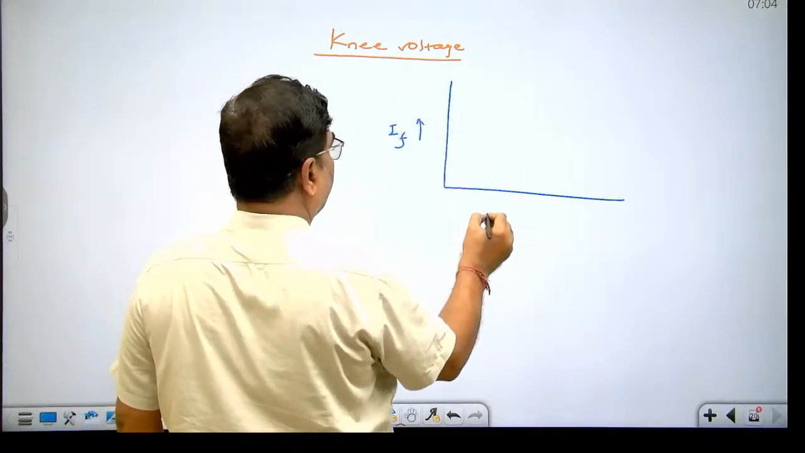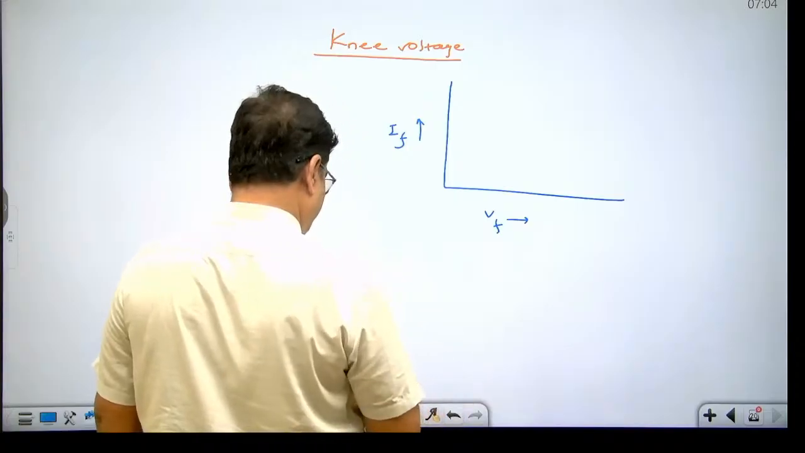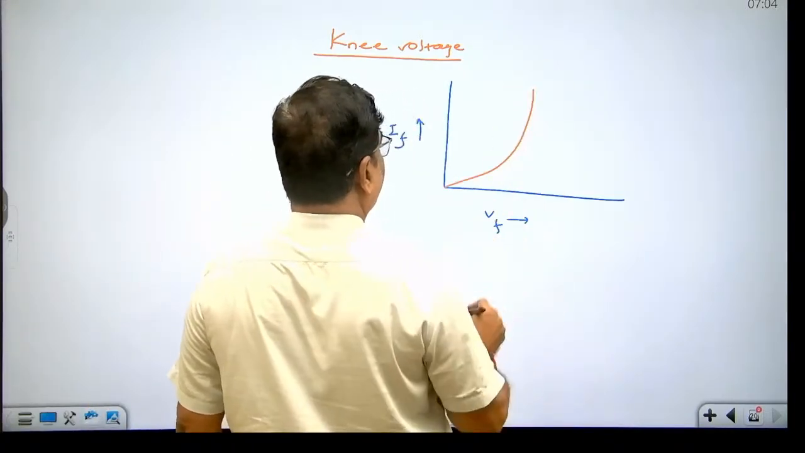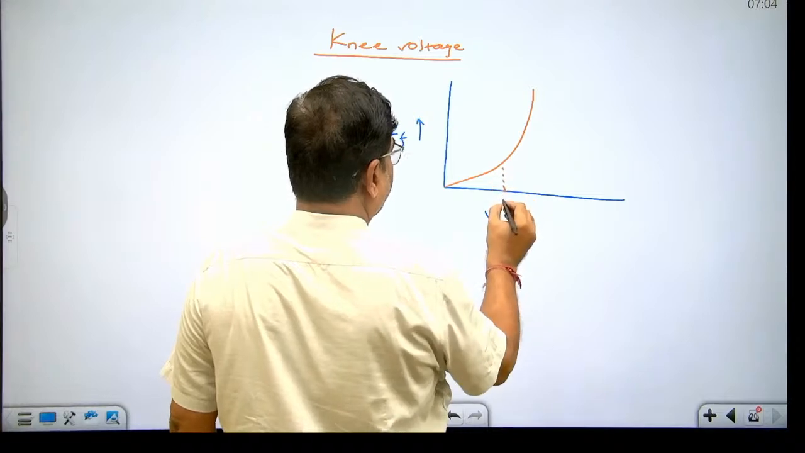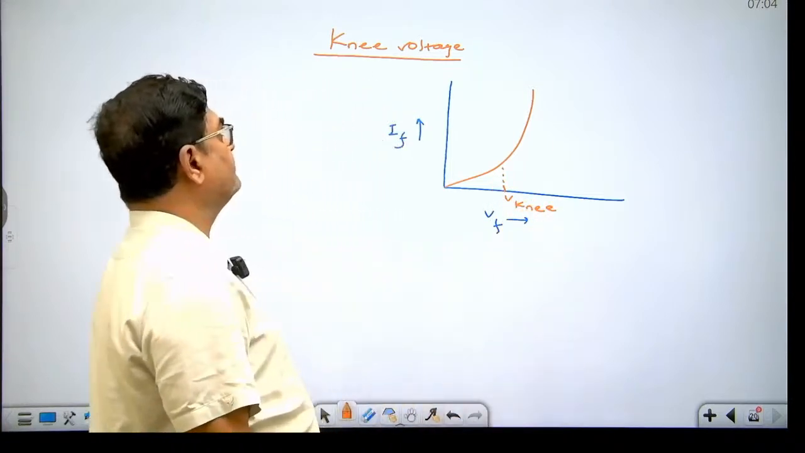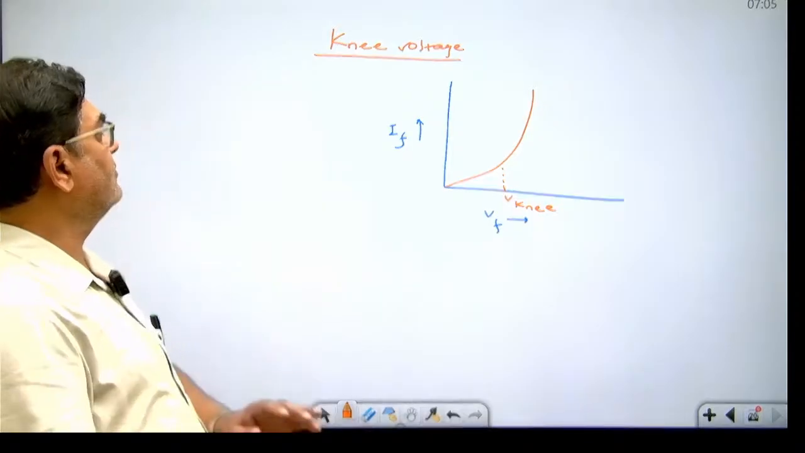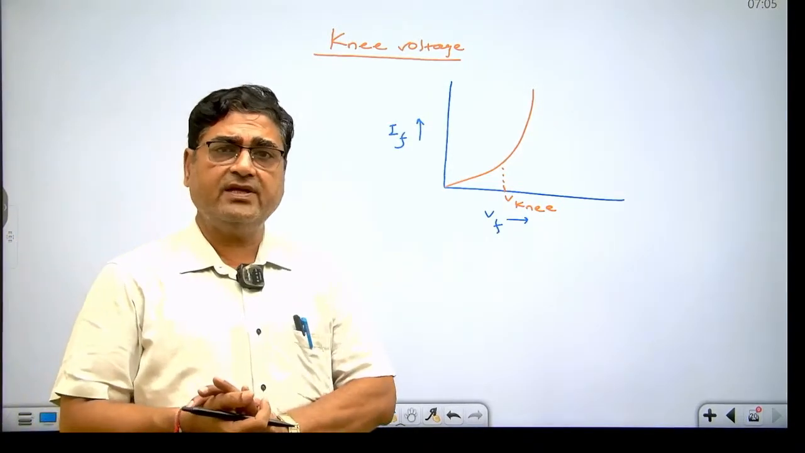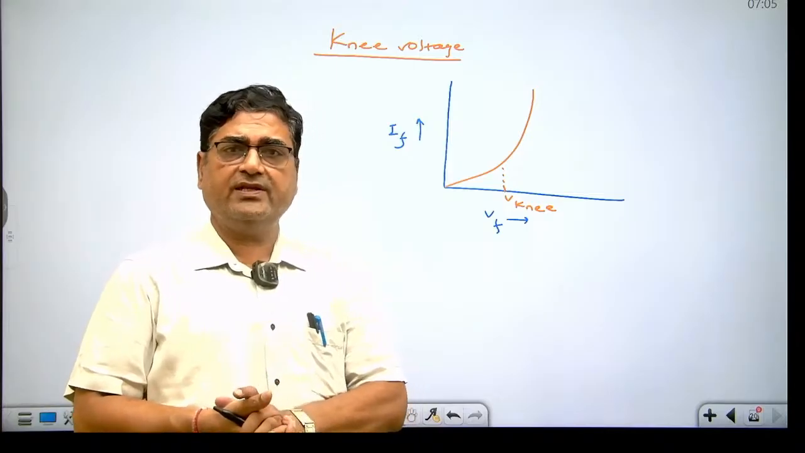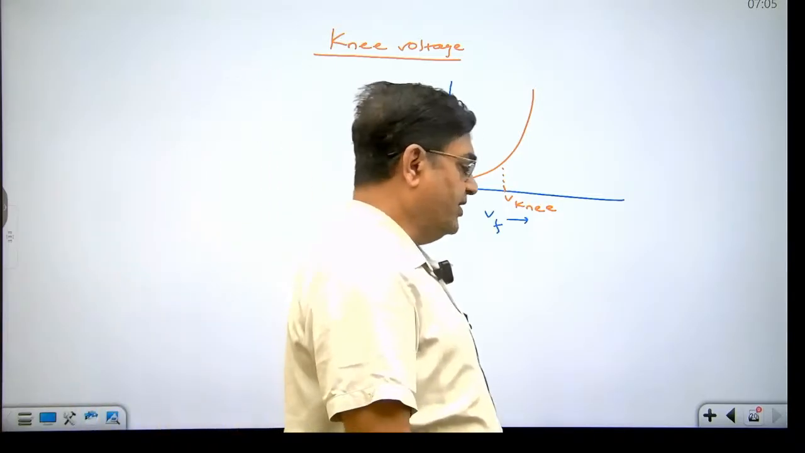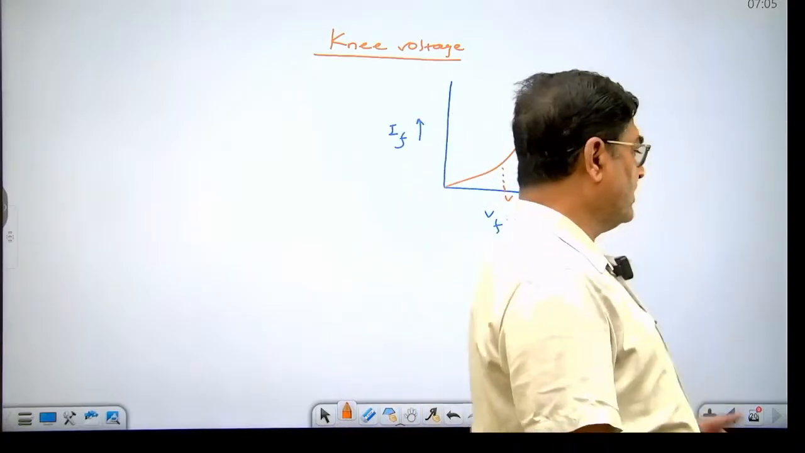This is forward current. This is forward voltage. And after that, current shoots up in an exponential way. This is the knee voltage. Knee voltage is the voltage in forward biasing till which current varies with voltage in a linear way. After that, growth of current is exponential. So, dear student, this was all about forward biasing.